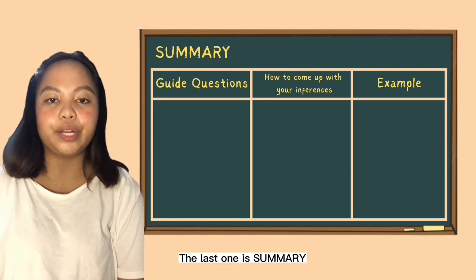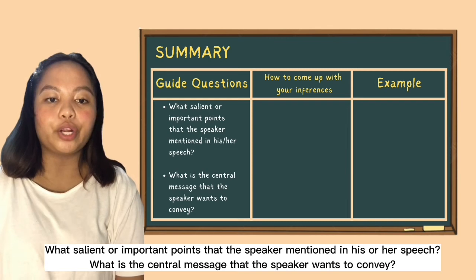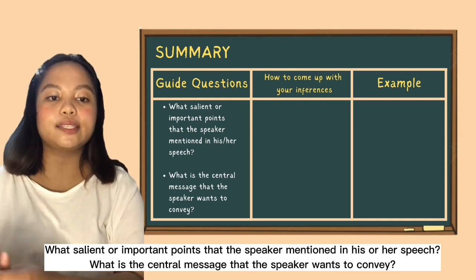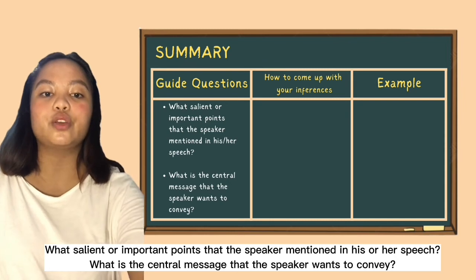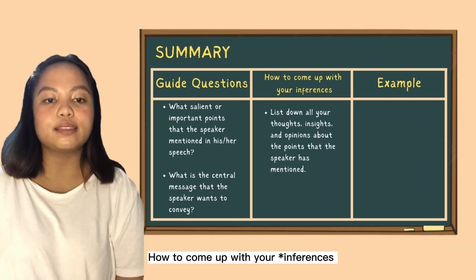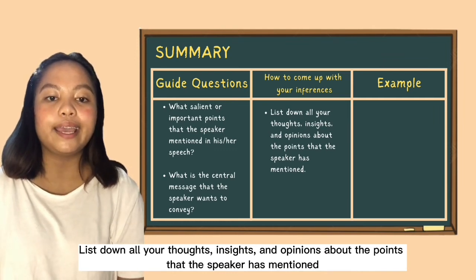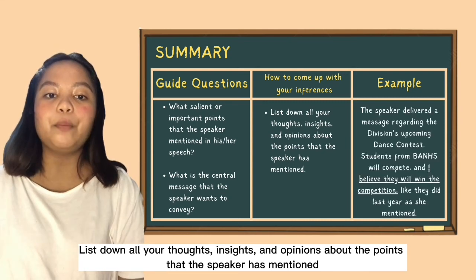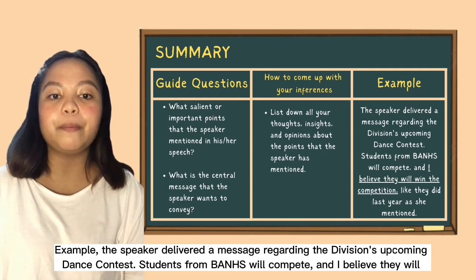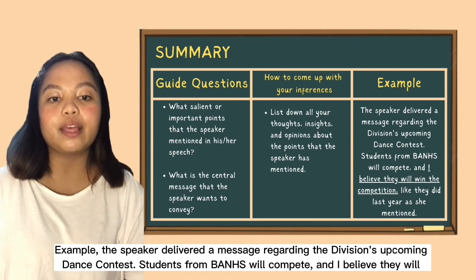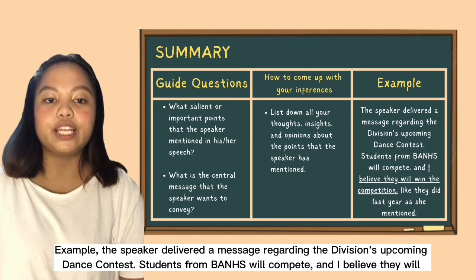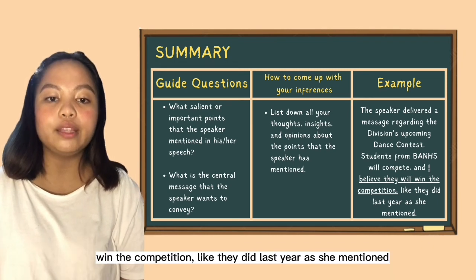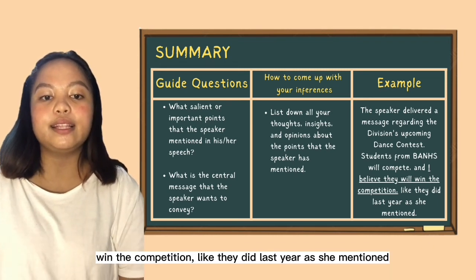The last one is summary. What salient or important points did the speaker mention in his or her speech? What is the central message that the speaker wants to convey? How to come up with your inferences? List down all your thoughts, insights, and opinions about the points that the speaker has mentioned. Example: the speaker delivered a message regarding the division's upcoming dance contest. His students from BANHS will compete, and I believe they will win the competition like they did last year, as she mentioned.